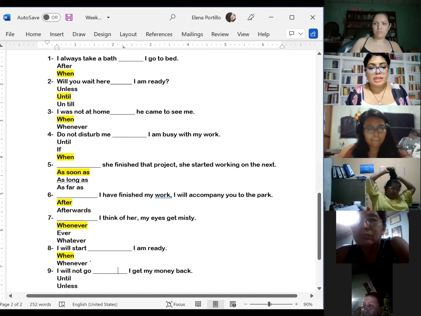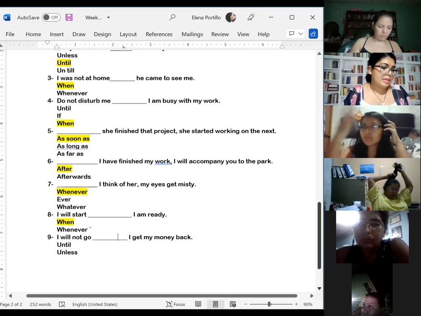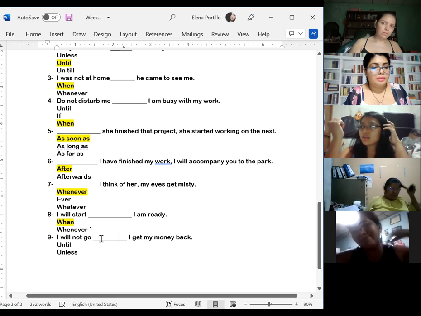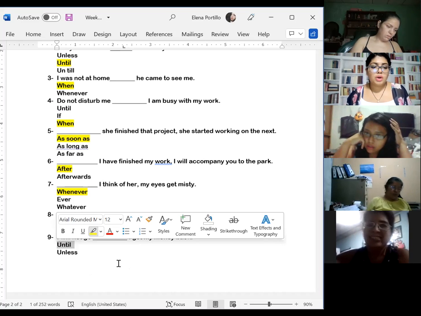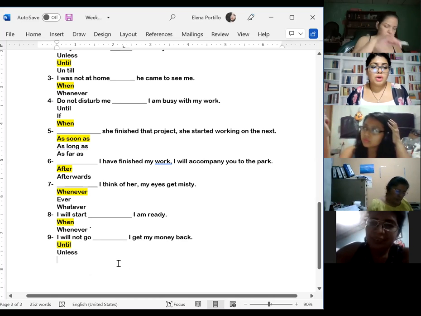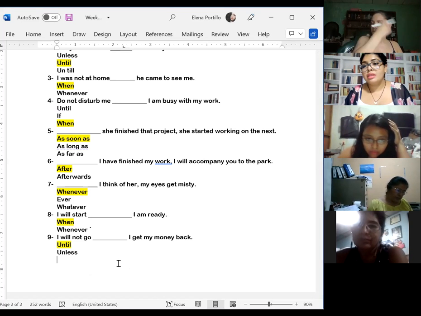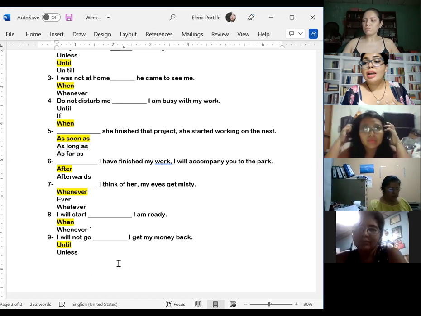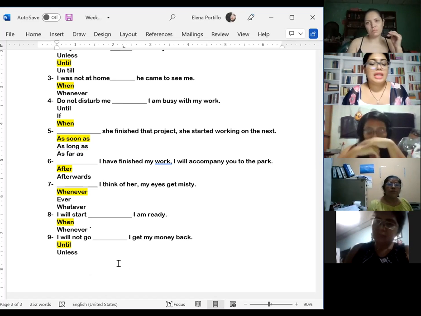Then, in the last one, it says: I will not go, I get my money back, until, unless. Until, in this case. So, I will not go until I get my money back. No me voy a ir hasta que tenga mi dinero de regreso. Okay, that's the exercise. We have just 9 sentences and we have finished the exercise.